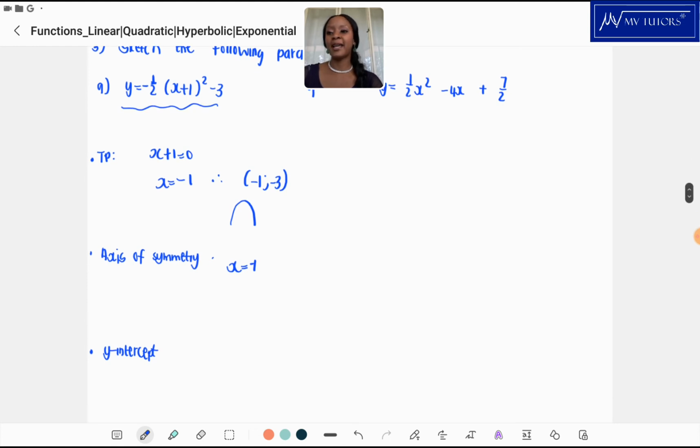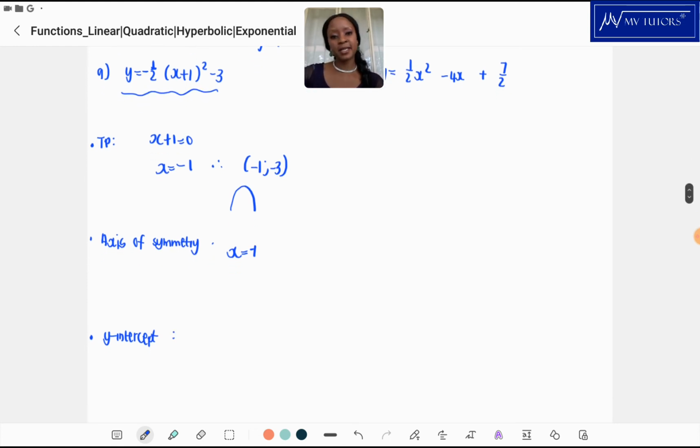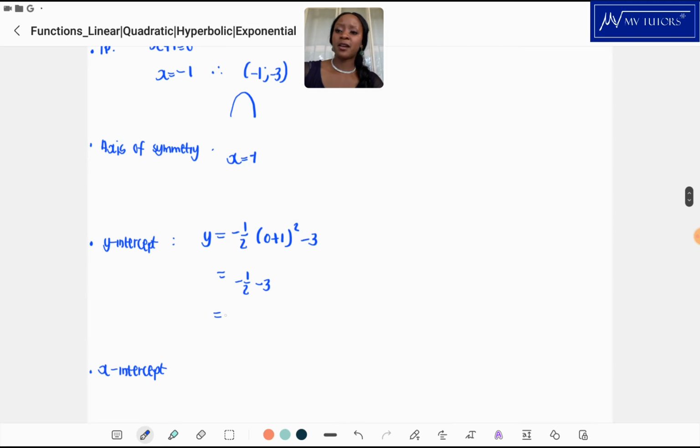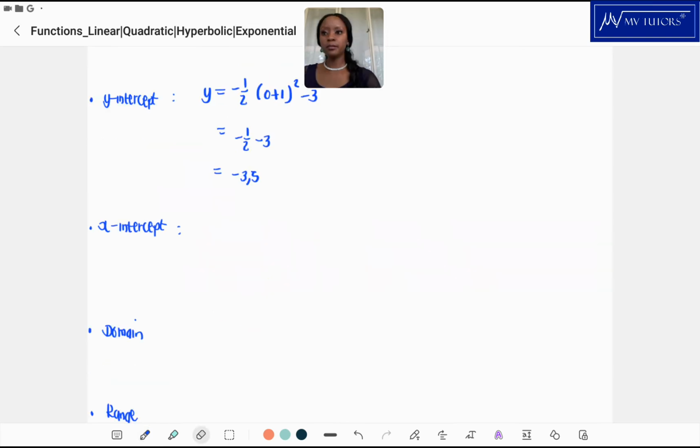Now let us go to my y-intercept. My y-intercept is basically where x is equal to 0. So I have negative a half (0 plus 1) squared, minus 3. Basically I have 1 squared, which is just 1. So negative a half minus 3, that's negative 3.5. Now that you have your y-intercept, you need to put it in coordinates. Remember, your y-intercept is where x is 0, and then we know that we have negative 3.5.